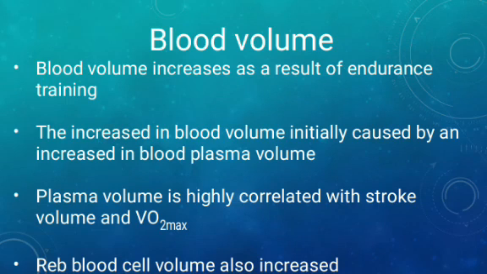Red blood cell volume also increases, but the increase in plasma volume is typically higher, resulting in a relatively greater fluid portion of the blood. Increased plasma volume decreases blood viscosity, which can improve circulation and oxygen availability.